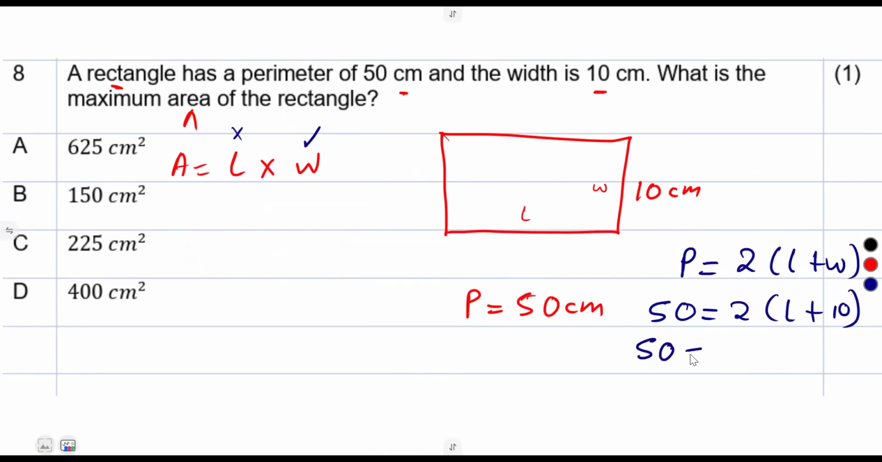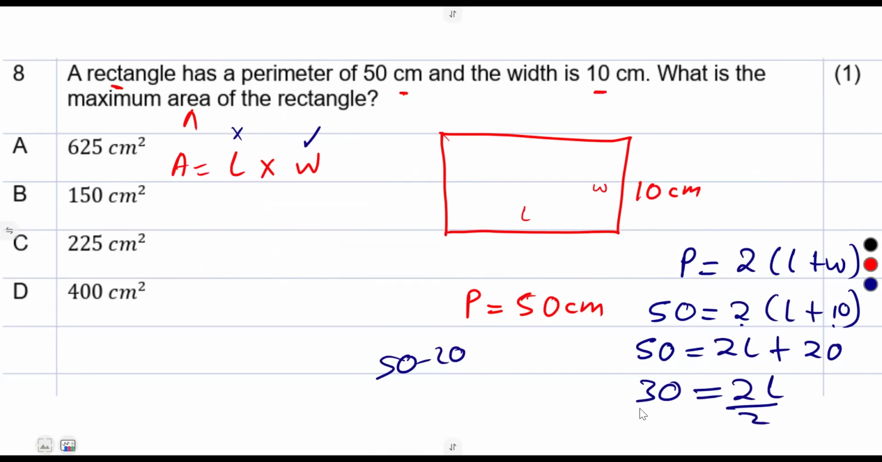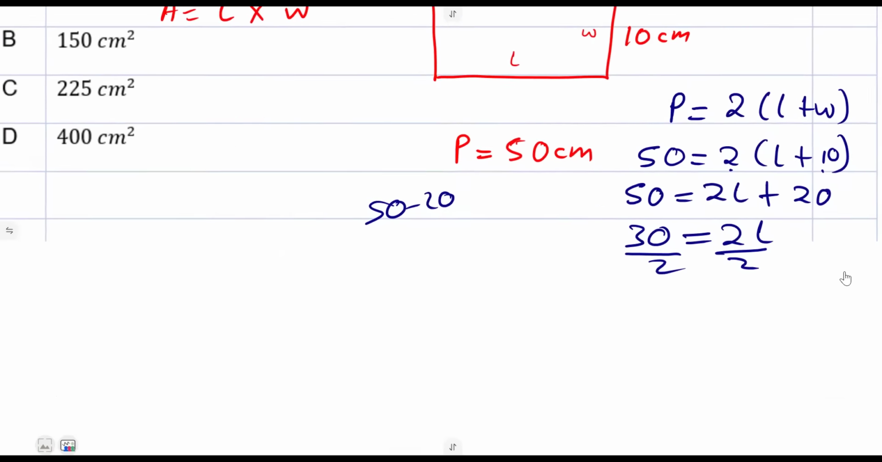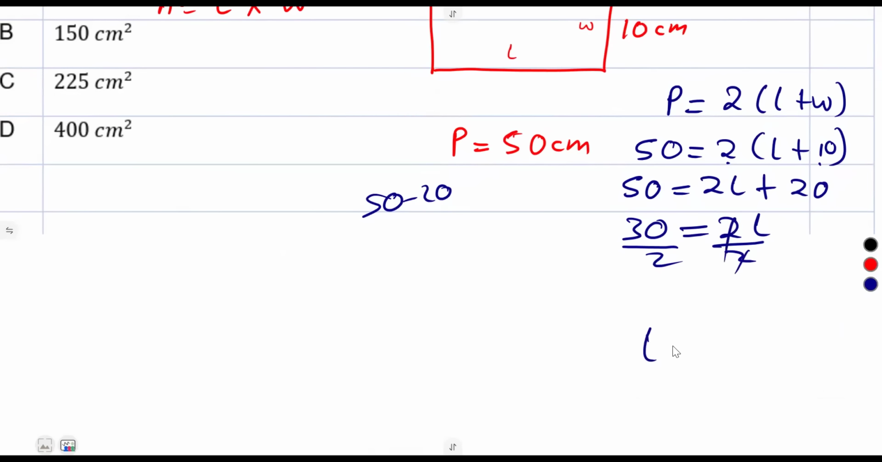So we can expand. It's up to you. 50 is equal to 2 times L, that's 2L, plus what? 2 times 10, which is 20. Take this one to the other side. It was going to be 50 minus 20, which is 30. So 30 is equal to 2L, divided by 2 by 2. That's going to give us the value of L, which is 15 centimeters, all right?